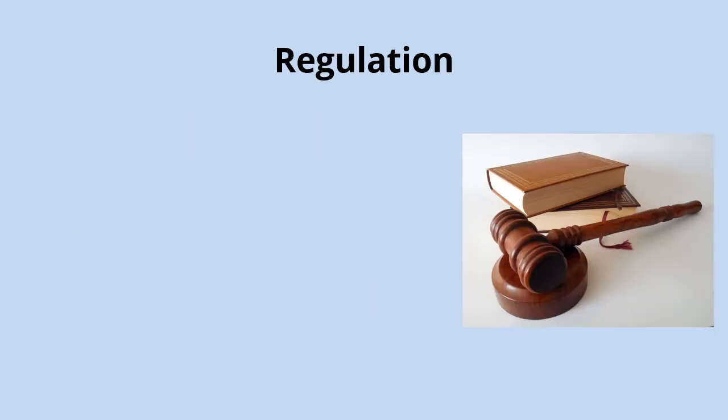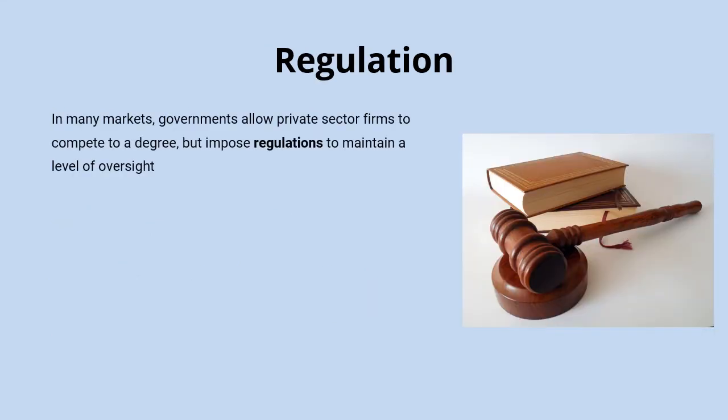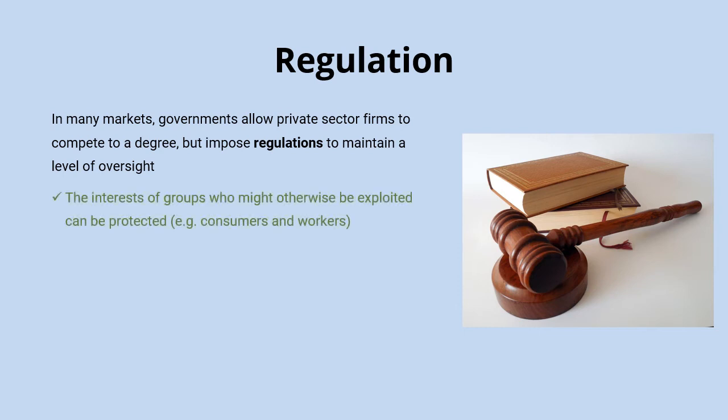And so another option is to allow private sector firms to compete to a degree, to manage resource allocation and to own businesses, but to impose government regulations to maintain a level of oversight over these industries. And the main reason for doing that would be to protect the interests of groups that might otherwise have been exploited by these private sector businesses.